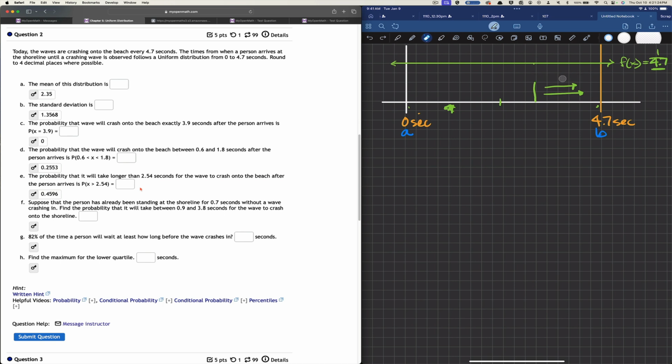conditional probability. This is where we got started. I started to explain it, and I looked at the time and didn't think it was going to make it in terms of making it understandable in the amount of time we had left in class. So suppose that a person has already been standing at the shoreline for 0.7 seconds. Okay, so 0.7. Let's say that that's right about here. 0.7. Okay?